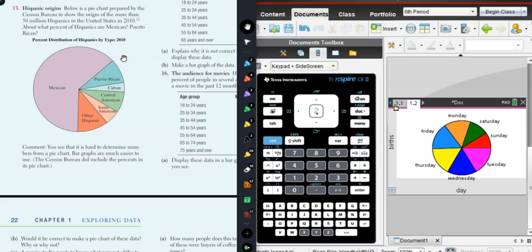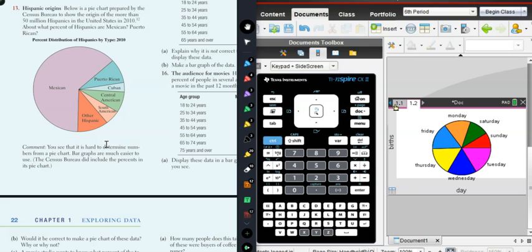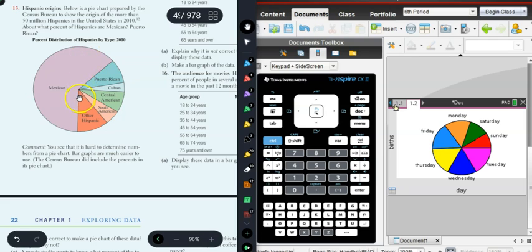Age groups, not necessarily parts of a whole, depending on how you quantify it, but this is what we're looking at here. It's prepared by the Census Bureau to show the origin of the more than 50 million Hispanics in the United States in 2010. About what percentage of Hispanics are Mexican or Puerto Rican? So what you want to do in this one is you actually wanted to read the pie chart and be as accurate as possible. Obviously, using the naked eye, you're not going to be as accurate as you want to be, but we wanted you to kind of estimate. So let's think about this. This would be about 50%, right?